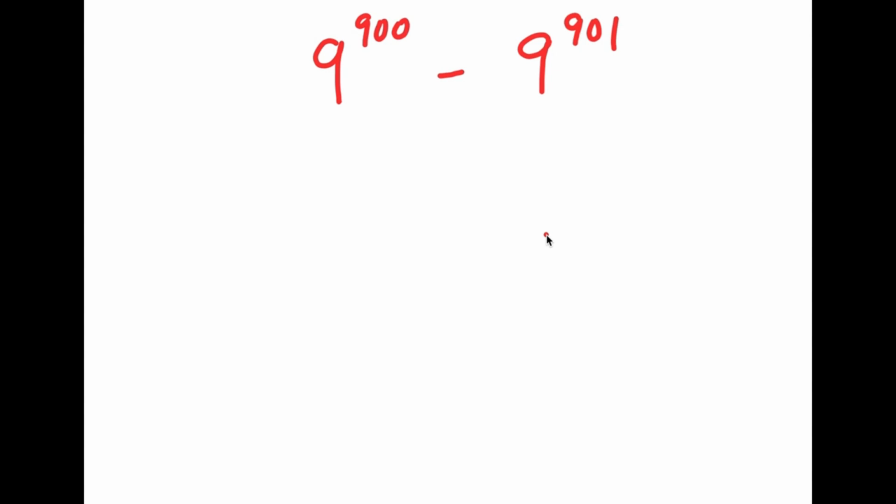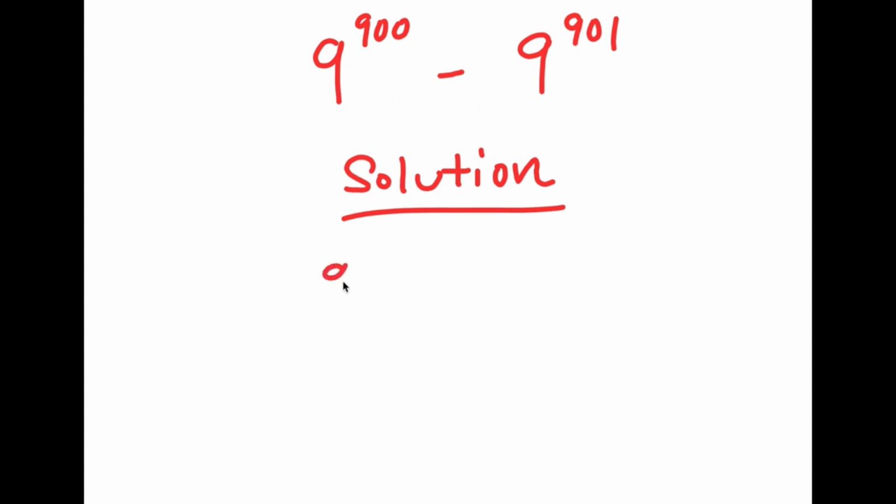Alright, so in this problem, I have 9 to the power of 900 minus 9 to the power of 901. So, for my solution, I'm going to first start by rewriting my original problem here. So I rewrite 9 to the power of 900 minus 9 to the power of 901.